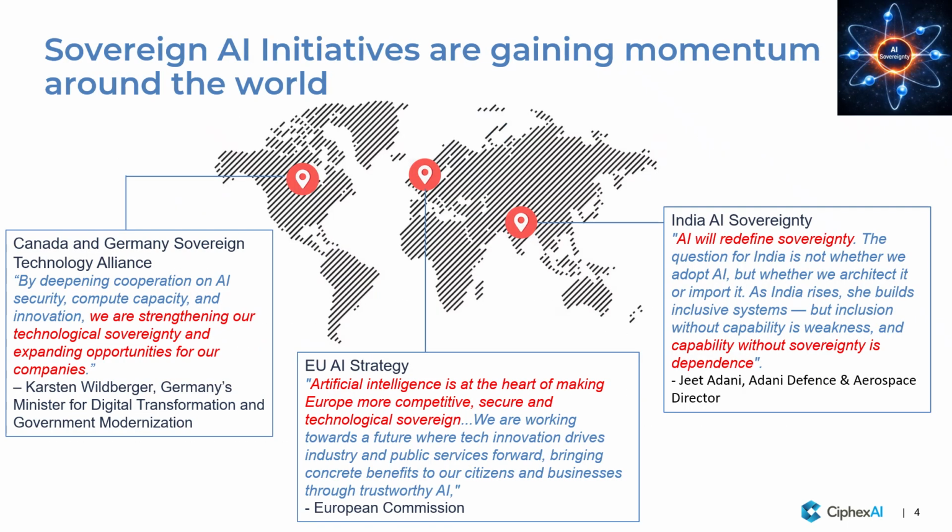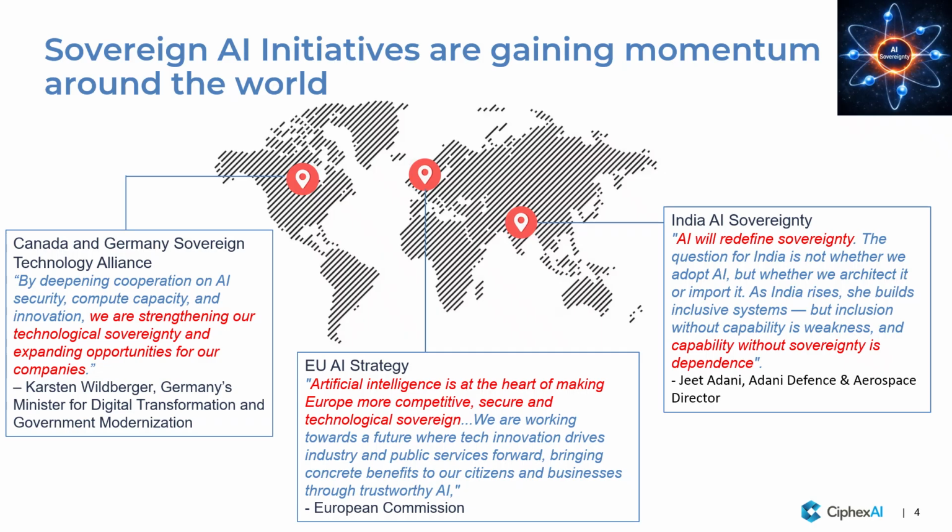Now, sovereign AI initiatives are gaining momentum around the world, and I will highlight just a few. Recently, Canada and Germany announced a sovereign technology alliance, and you may or may not know that Germany is actually Canada's largest trading partner. Then the EU, of course, has the EU AI Act and an encompassing AI strategy, and they want to make Europe more competitive, secure and technology sovereign as well, so less dependent on the hyperscalers. And then India, just last month, had a huge meeting and announced that they were investing 200 billion in the next few years.